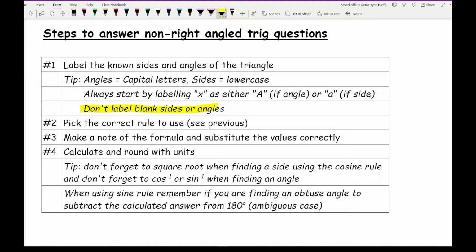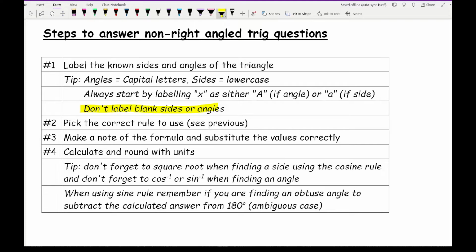So for example, if you've got 3 sides and an angle, you're going to be using the cosine rule. And if you've got 2 sides and 2 angles, you're going to be using the sine rule. The next thing then is to make note of the formula and substitute the values in correctly. So again, this is where I would suggest that if you've not done this before, you always write down the formula, because it's a good way of remembering that formula and revising, keeping that formula retained in your brain.